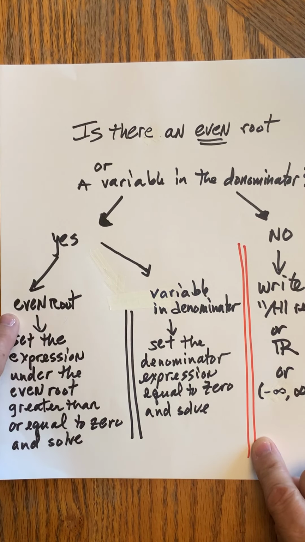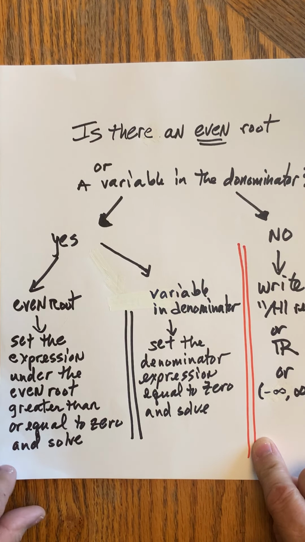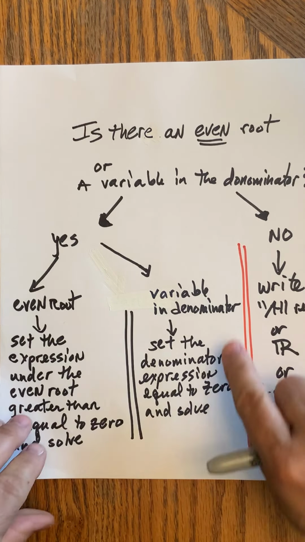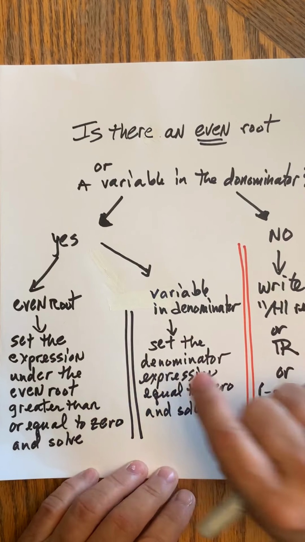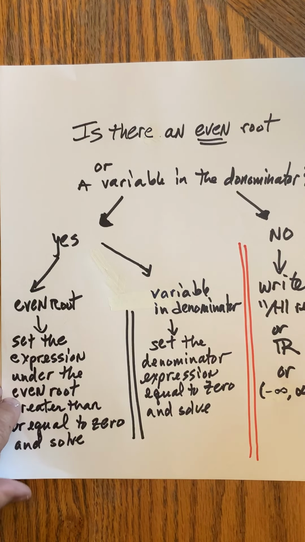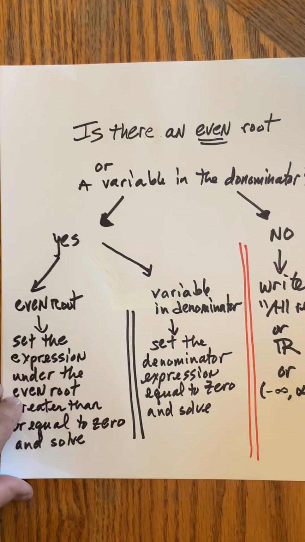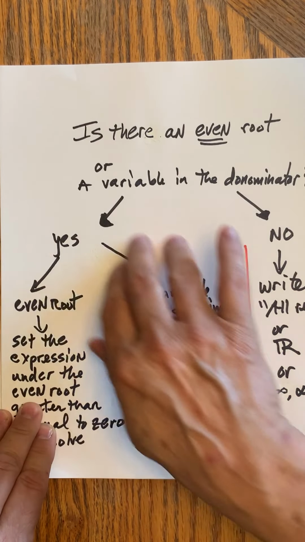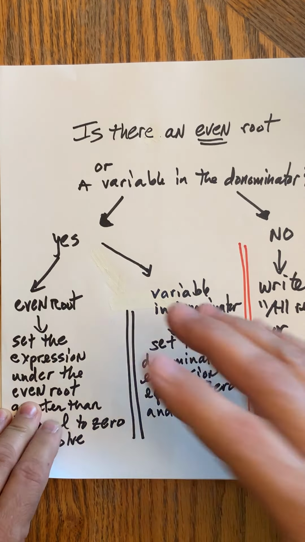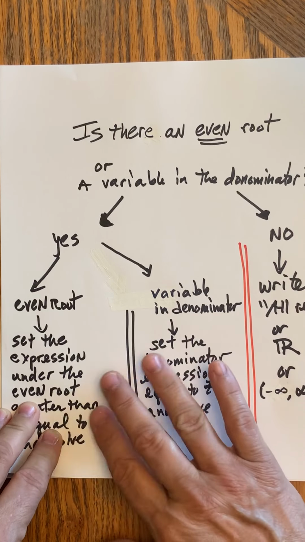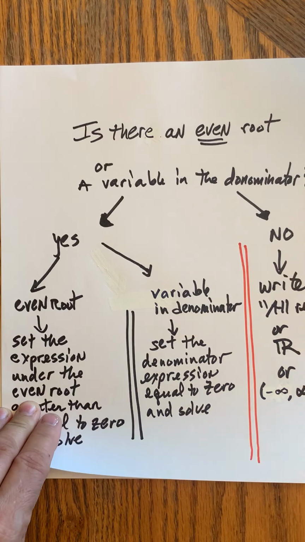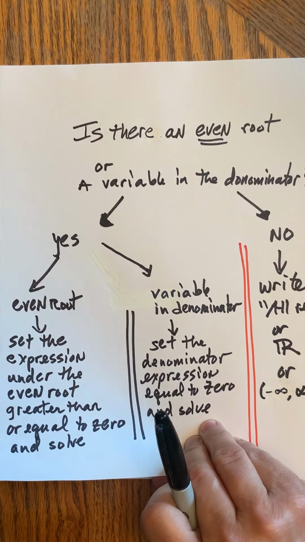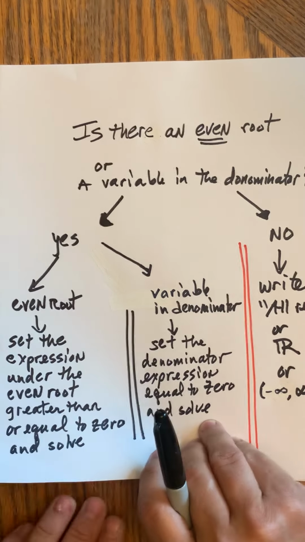If it's an even root, you set the expression under the even root to be greater than or equal to 0 and then solve for what makes that true. If there is a variable in the denominator, you set the denominator equal to 0, solve for that, and then exclude those values. But if neither of these two trouble spots is in there, then the answer is all real. Everything works. I think most people understand that division by 0 isn't possible, so I just want to remind you about the even root.